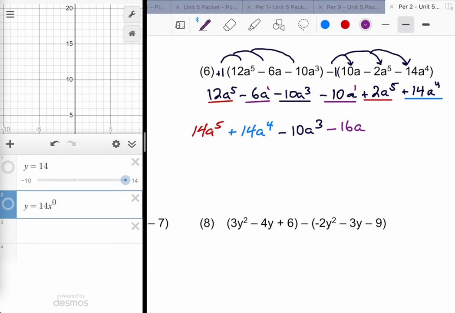So what did we do here? Well, we had a negative in front of an expression. When we had a negative in front of the expression, we took the exact opposite of that expression and added it to the other expression. My first expression here was positive, so we just rewrite that without the parentheses.